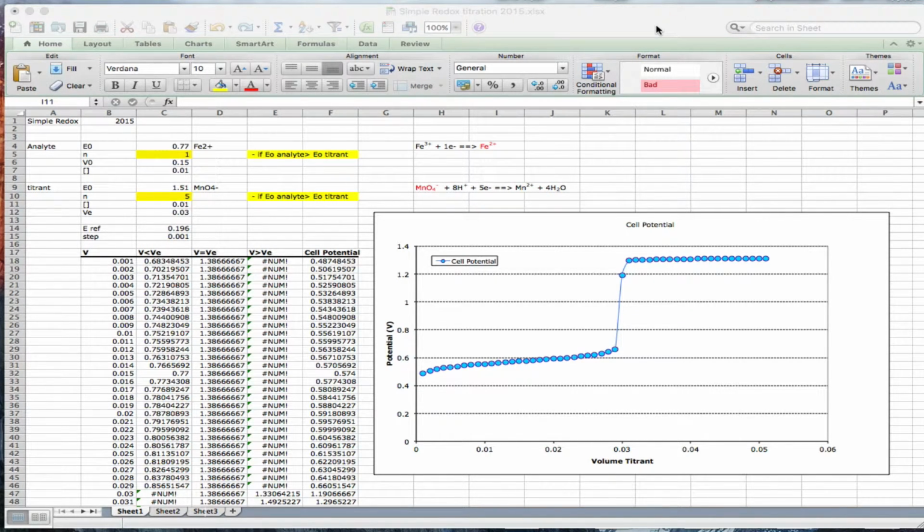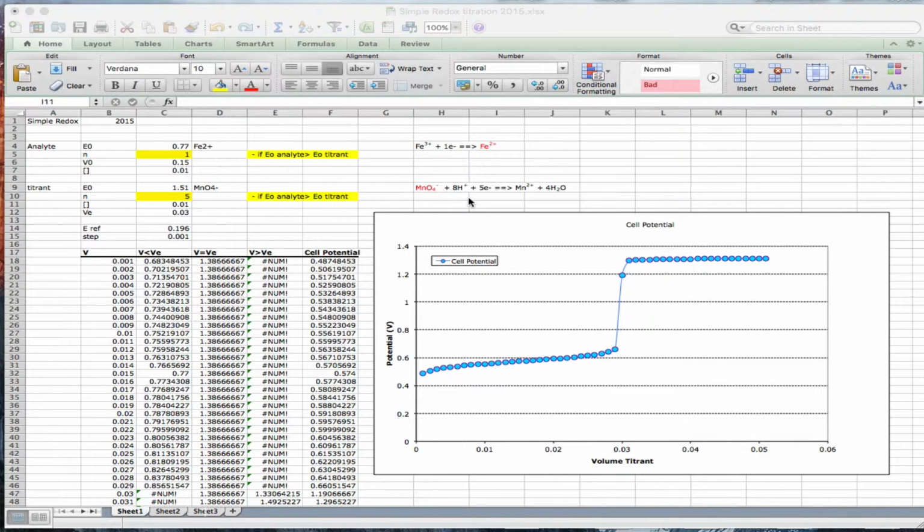This is an example of an Excel spreadsheet to calculate a simple redox titration. We'll begin with the two redox reactions. In this case, iron 3+ plus 1 electron going to iron 2+. It has a standard reduction potential of 0.77 volts.